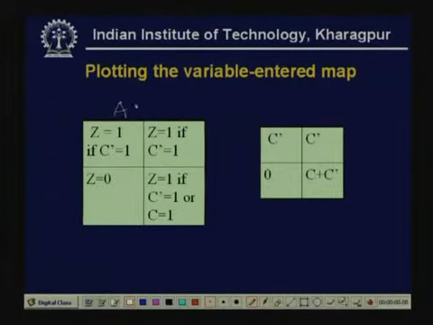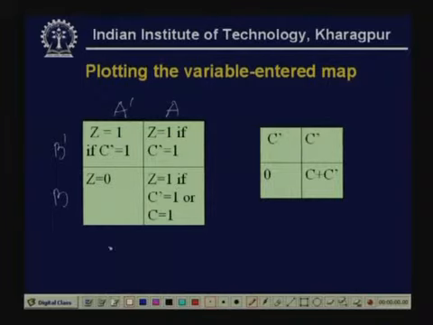Similarly, there must be one term where Z equal to 0, that means this is A dash B, there will be no term, and Z equal to 1 if C dash equal to 1 or C equal to 1. So, that means the min term for this element is AB, that means ABC dash and ABC both exist in the expression.